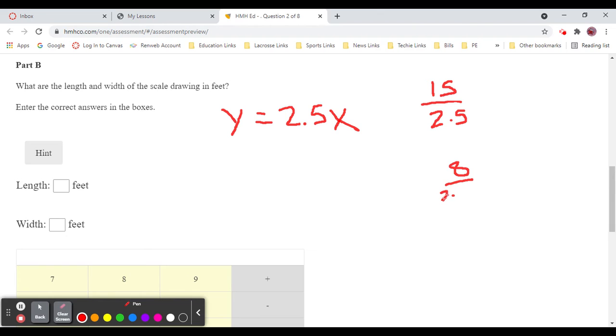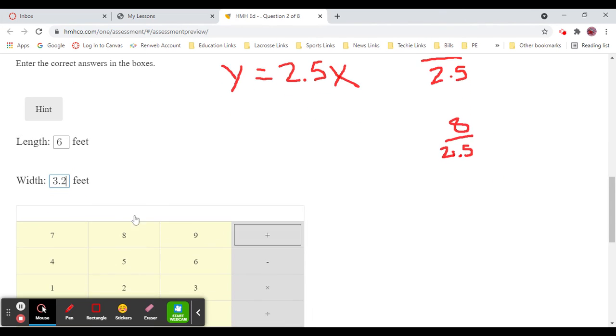Now, this is the case where I'm dividing both sides. I know that's a decimal right there. Sorry. It should be 2.8 divided by 2.5. So try it. See what you get. 15 divided by 2.5. I get 6. 6 is my length. 8 divided by 2.5. 3.2. So my two answers are 6 and 3.2. I showed you the math there.